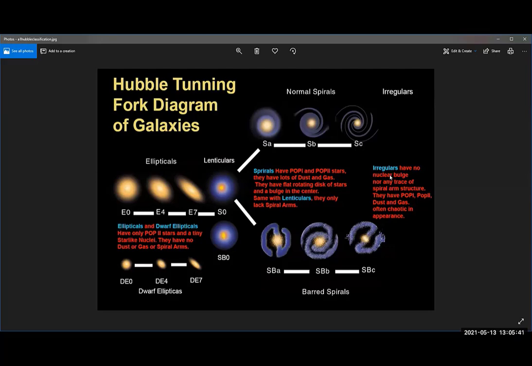Now, irregulars are the ones that you can't classify. They have no nuclear bulge, nor any trace of spiral arms. The structure, basically there's no structure. They have population 1, population 2. They have dust and gas, so there is population 1, population 2. Often chaotic in appearance. So if you can't classify a galaxy, most likely they don't have a nucleus. They have everything else that spiral galaxies have, just not a nucleus. What does that remind you of? We'll take a look. So we're going to see where everything came from, all these galaxies emanated from.